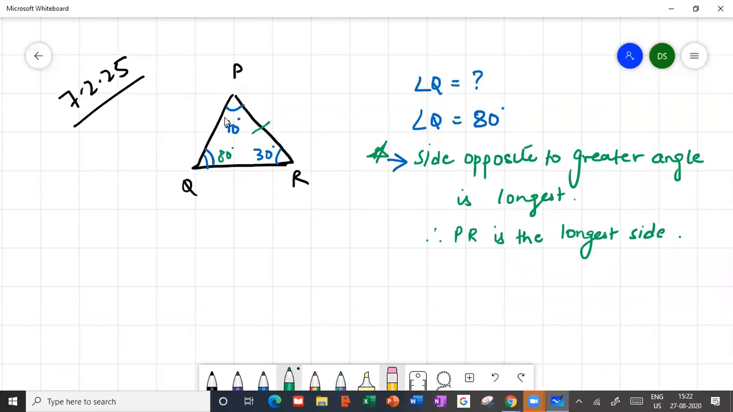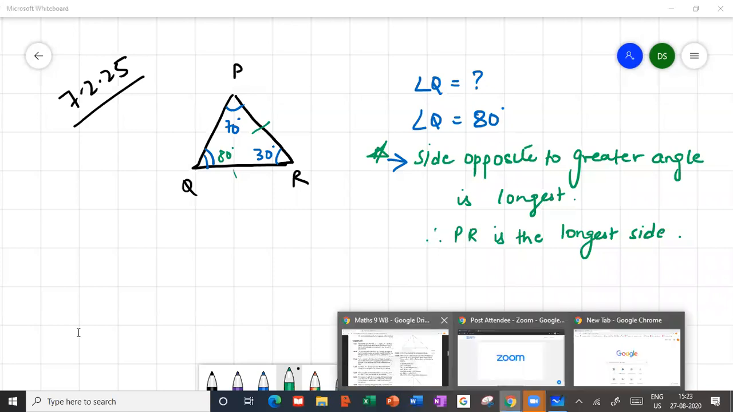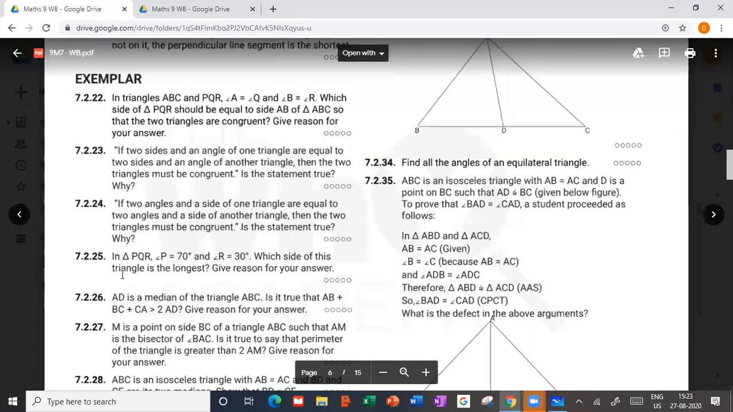So the catch in this question was you had to calculate Q. If you would have just assumed that P is the greatest angle, it would go wrong, isn't it? You just see 70, 30, say 70 is greater among the two, so QR will be the longest, then you will go wrong. So if they give you such questions, calculate the third angle also, always. Good to be on the safe side. Okay, done.